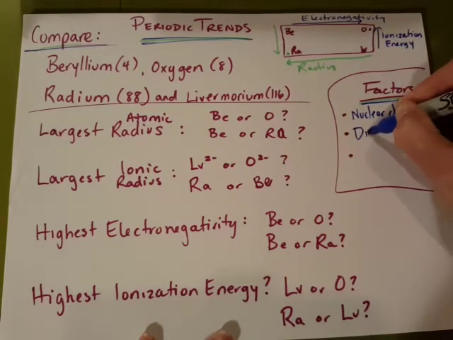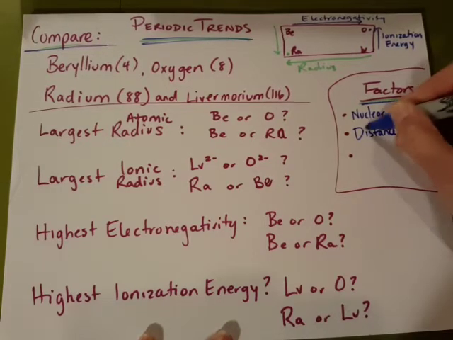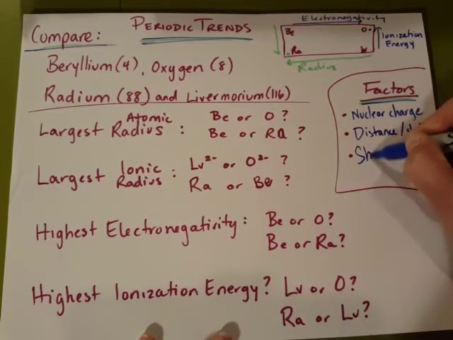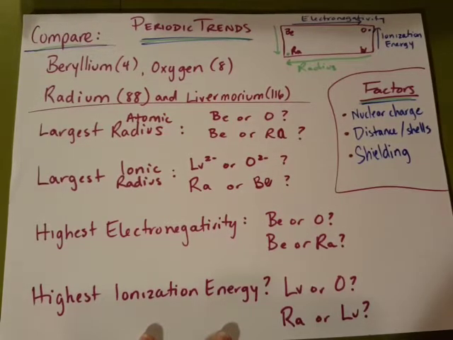Distance or shell. The shells. So how many energy levels away from the nucleus are we? What's the distance looking like? And how many electrons are there in between the protons in the nucleus and the outermost electrons, the valence electrons? Could there be some shielding at play where some of the inner electrons prevent the protons from having as much of a grab, or as much nuclear force, on the outermost electrons?